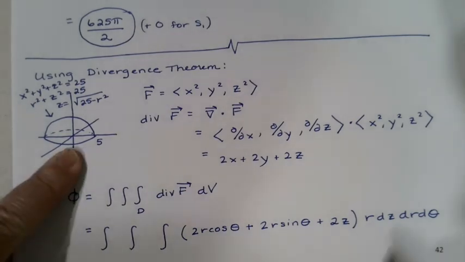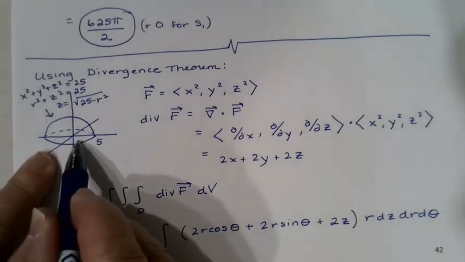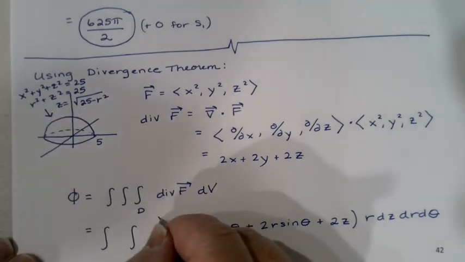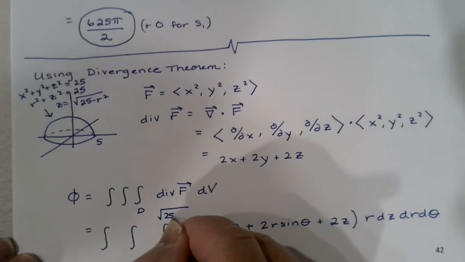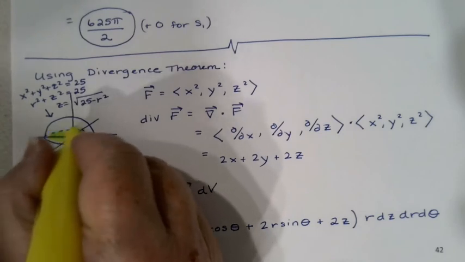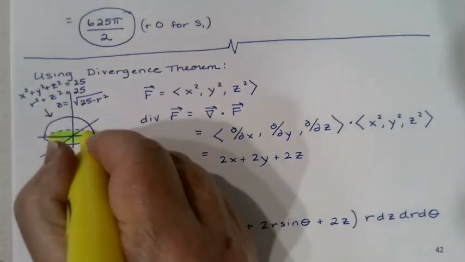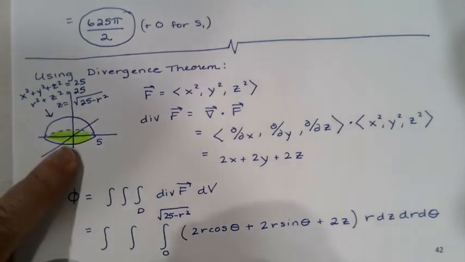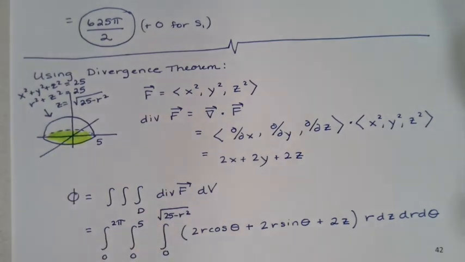Thinking about the solid, the z values go from the bottom, which is in the xy plane, or z equals 0, to the top, where z is the square root of 25 minus r squared. And then this circle of radius 5 down here is the r. So 0 to 5 for the radius, and 0 to 2 pi for the angle theta. So there's my setup.